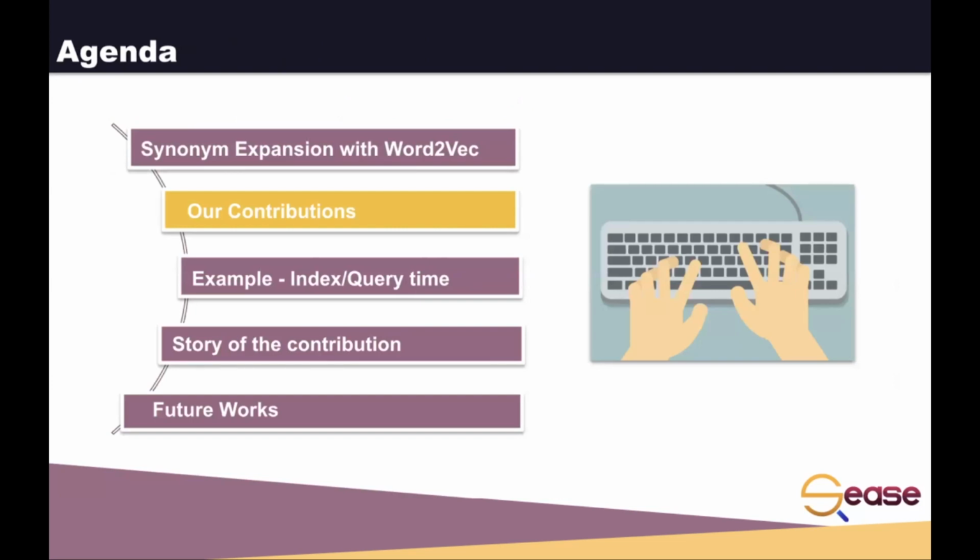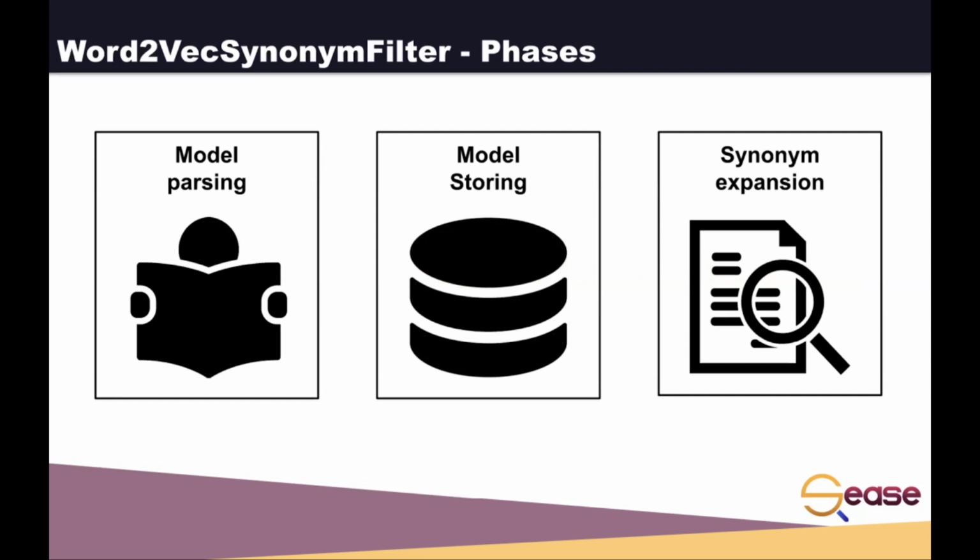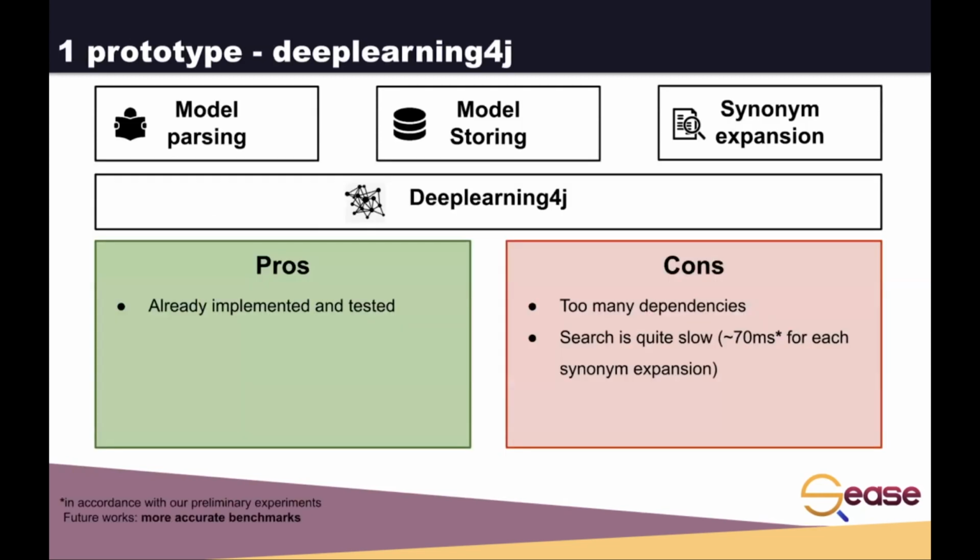So let's see what we did. We implemented another synonym filter called Word2Vec synonym filter that's similar to the one we have, but instead of getting the static file, it gets the model. We had to solve three problems. We needed to parse the model, store it, and query the model to implement the synonym expansion. Our first idea was, okay, we have the Deeplearning4j library, it does everything, fine.